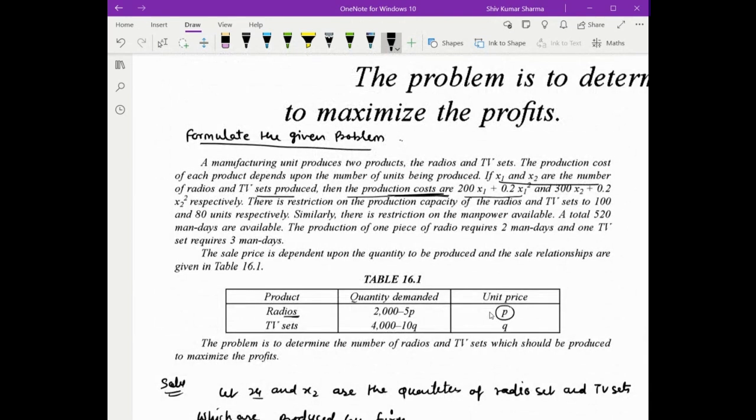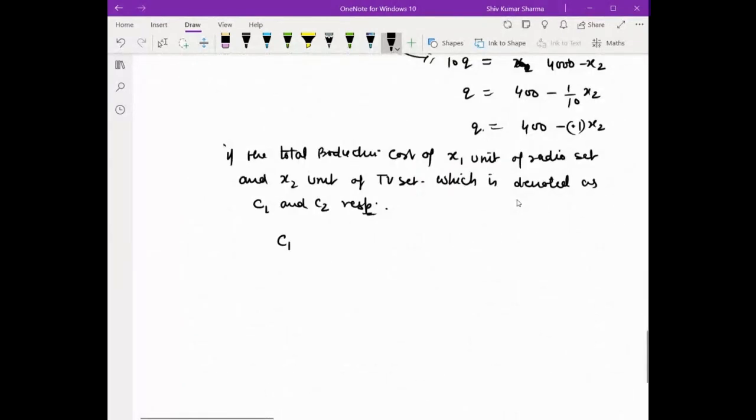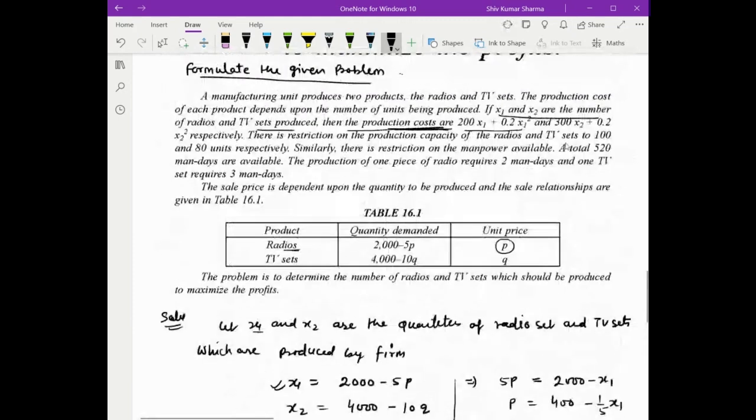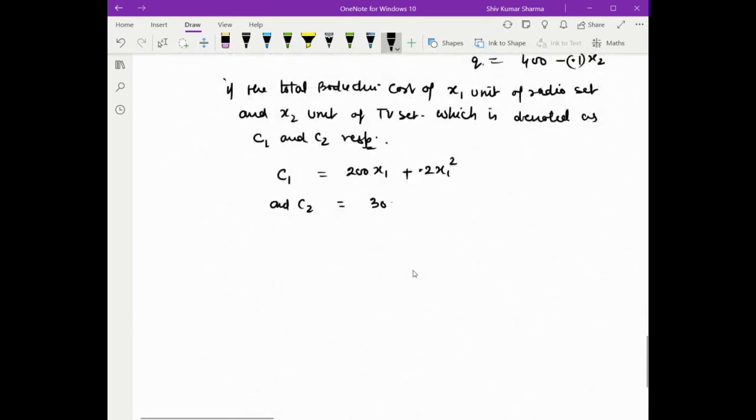The production costs are 200 x1 plus 0.2 x1 square. We write it in the form of C1 and C2. So C1 equals 200 x1 plus 0.2 x1 square, and C2 equals 300 x2 plus 0.2 x2 square. So this is the production cost.